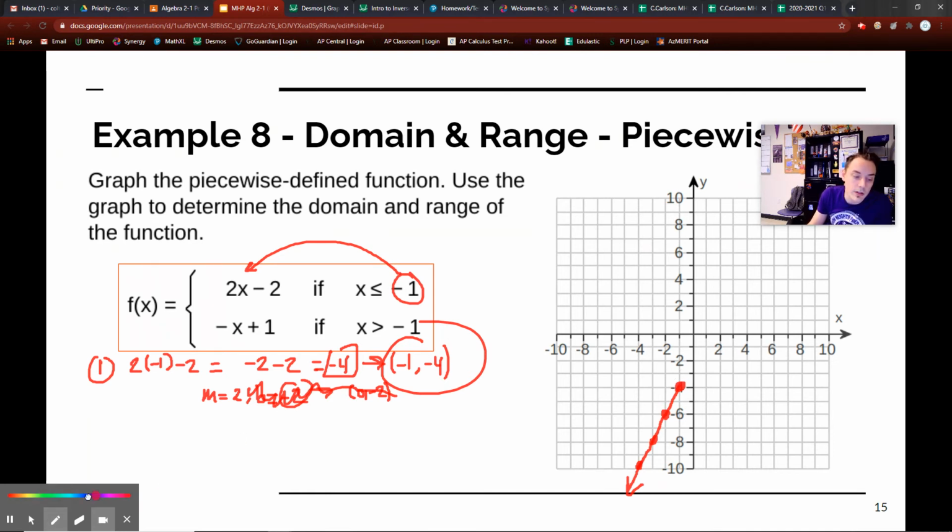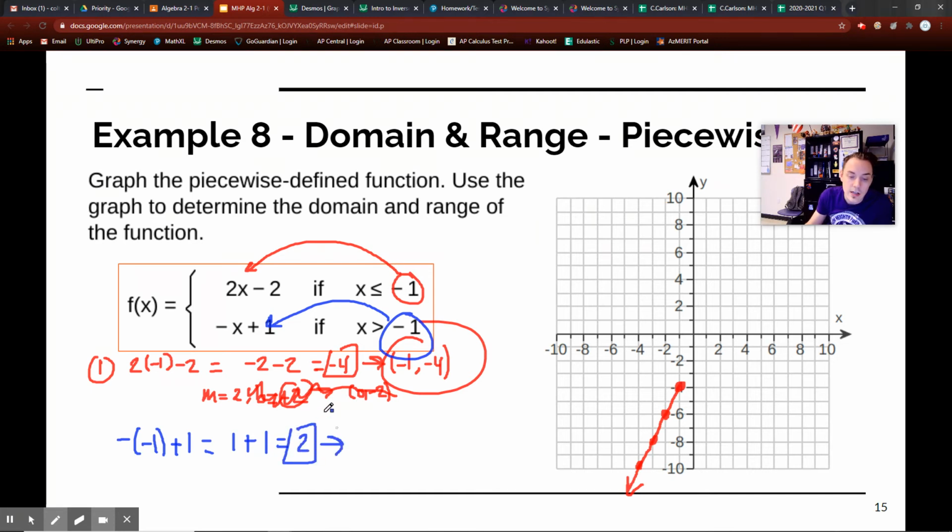In blue, what will it look like for this piece? Let's plug negative 1 in right here. So negative times negative 1 plus 1 equals 1 plus 1 equals 2. Fantastic. So I plugged in a negative 1, but I got 2 out. Now that's an open dot. It's not equal to, so it's open. So I'm going to do that.